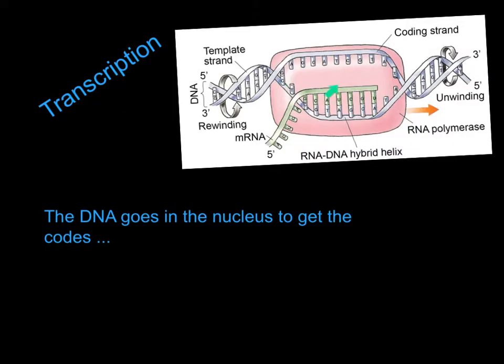This is the transcription. The DNA goes into the nucleus to get the code. On this slide, it shows the mRNA connecting with the codes, and then it gets information, and then it leaves. So yeah. Then they connect together and they unwind. And then this shows over here that they're rewinding.